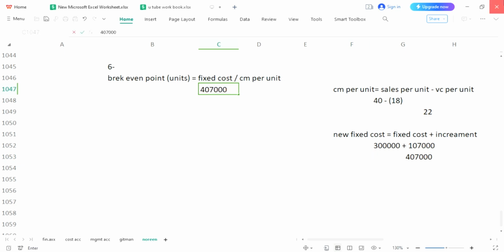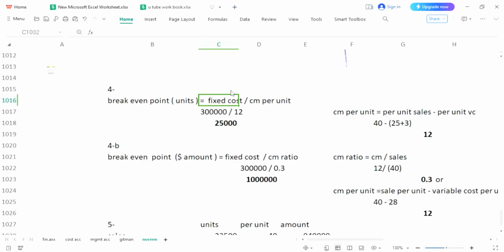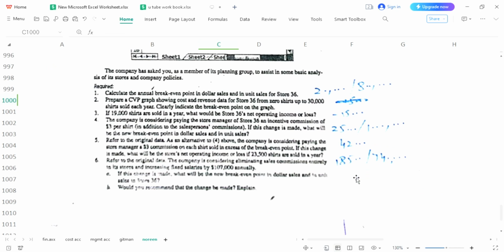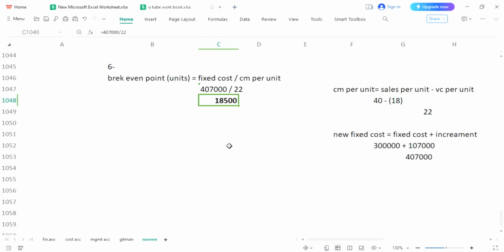407,000, and it would be divided by CM per unit, which we have just calculated as 22. Write down here 22. Now calculate: 407,000 divided by 22. So we have got our new break-even units as 18,500. Look at this answer, 18,500. It's the B part, break-even point in terms of sales.